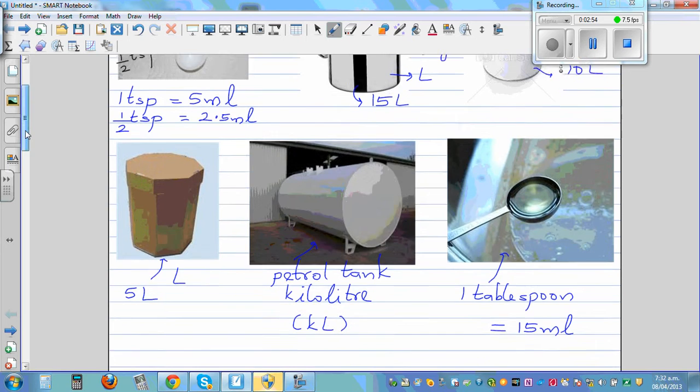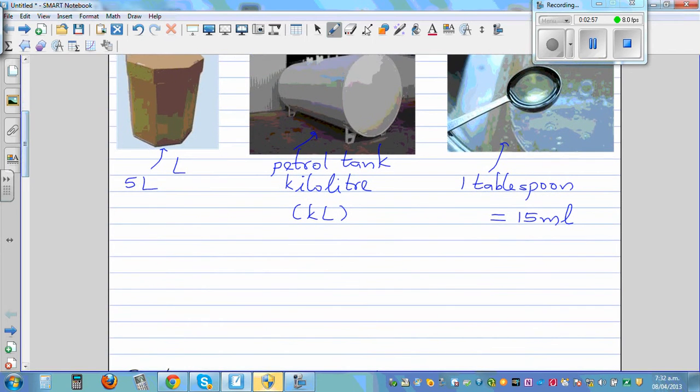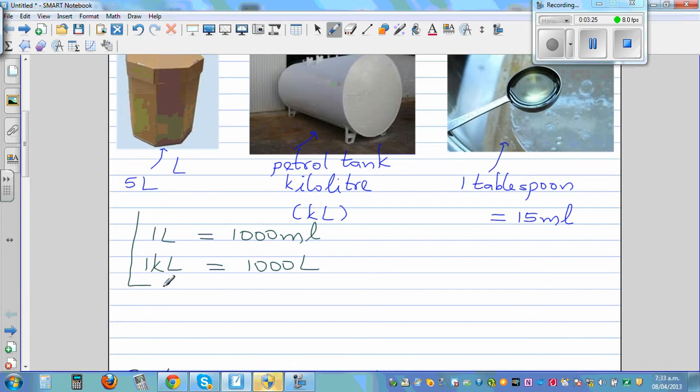Okay, so let me give you the basic conversion. This is something you should remember. 1 liter is the basic unit. So 1 liter is 1000 milliliters. 1 liter contains 1000 milliliters. And 1 kiloliter is 1000 liters. This is all that you need to remember, from milliliters to liters to kiloliters.